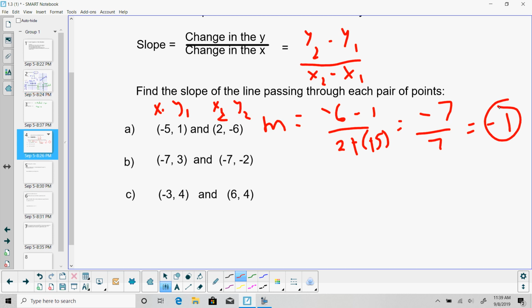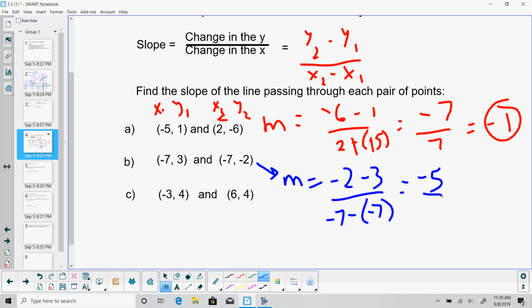In my second example here, if I try and do a slope, I'm going to do difference in my y's, so -2 minus 3, over difference in my x's, which is -7 minus a -7. So I'm going to get -5 over plus a positive. It's going to be -5 divided by 0. We're not allowed to divide by 0, so anytime we do, it is undefined. I'm going to abbreviate. And if the slope is undefined, what does that tell you about the line that goes through these 2 points? It must be a vertical line.